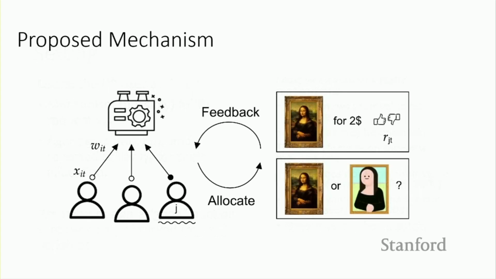So the proposed mechanism is based on pairwise preferences and other kinds of partial preferences. And so it's this loop of, like, an initial stage where you try to learn the potential value across items.